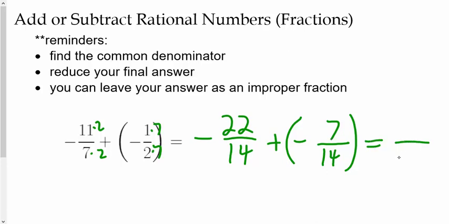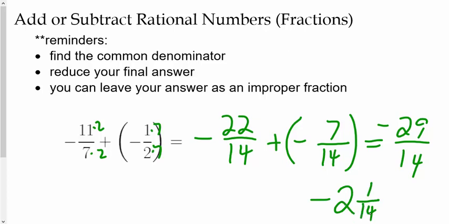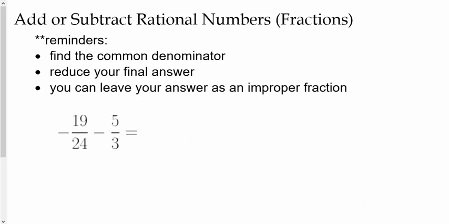Again, I know my denominator is going to be the same. -22 plus -7 is -29. So we could write our answer as -29/14. If you want, you can change this to a mixed number, and you could write it as -2 and 1/14. All right, let's look at a couple examples with subtraction.